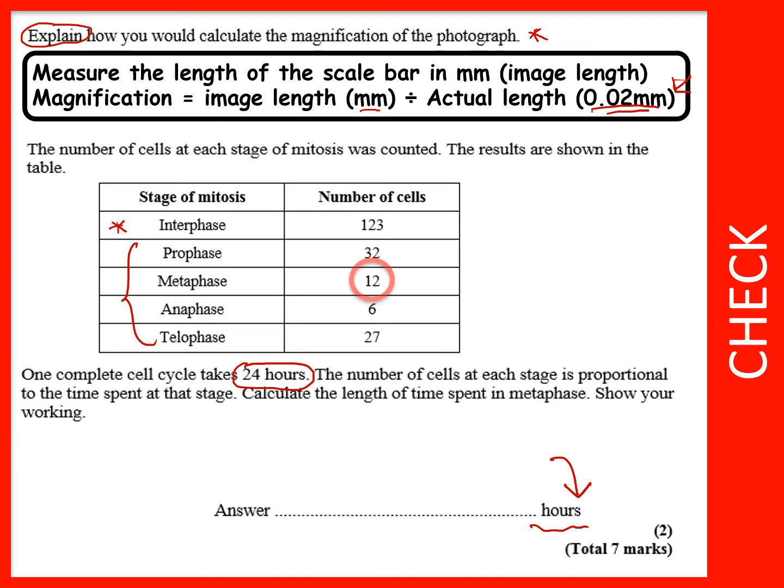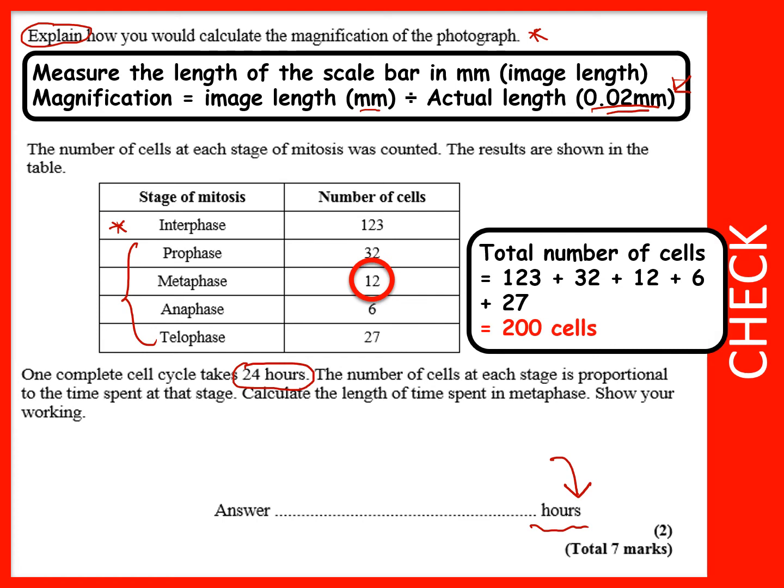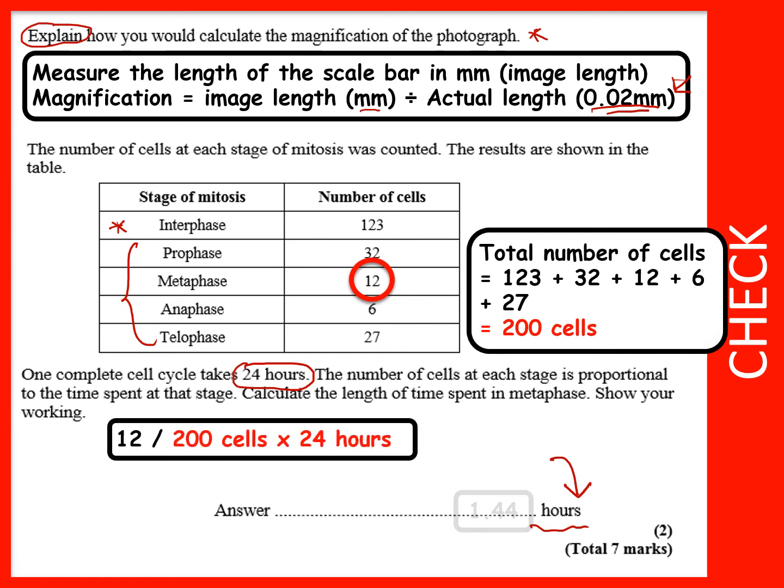So we know there's 12 cells that we've counted in metaphase. And the total number of cells is 200. So it's 12 divided by 200 times 24 is 1.44 hours.